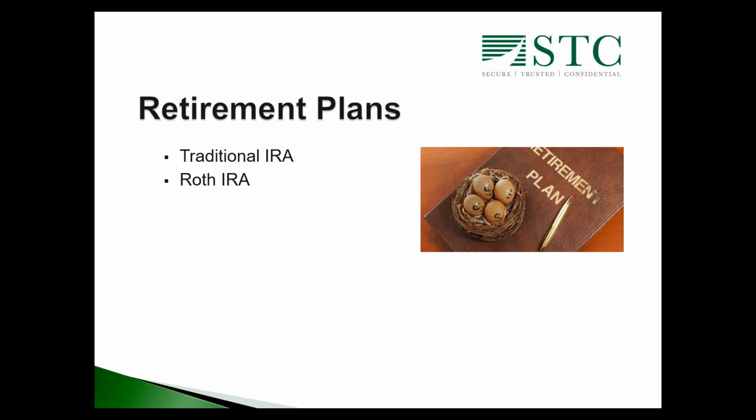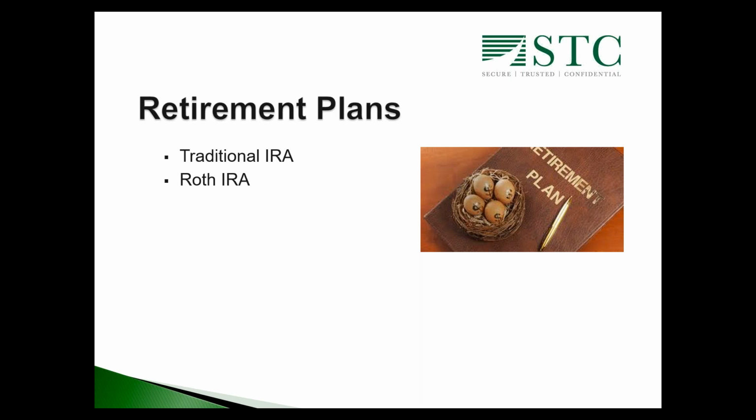They are similar in that their annual contribution limits are identical. In 2022, you can contribute $6,000 of your earned income into a traditional or a Roth IRA. If you're 50 years or older, you can increase that by $1,000 to a $7,000 contribution.